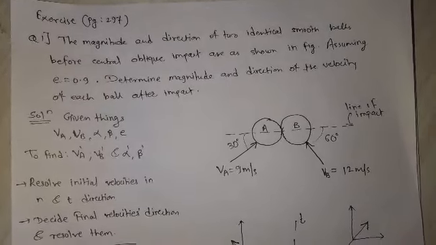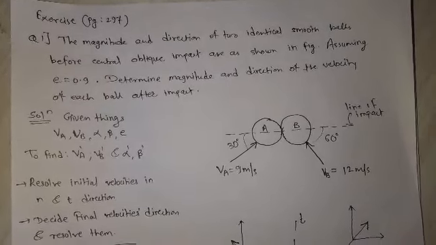Now in this problem, what they have given is the magnitude and direction of two identical smooth balls before central oblique impact as shown in the figure. Assuming e is equal to 0.9, the coefficient of restitution is given, and if you see, they have used the word smooth here. Determine the magnitude and direction of the velocity of each ball after impact.